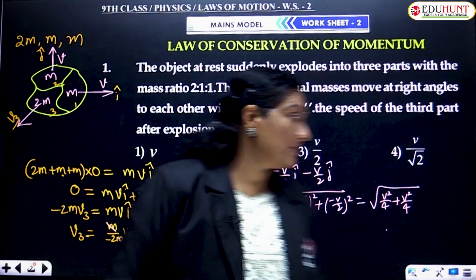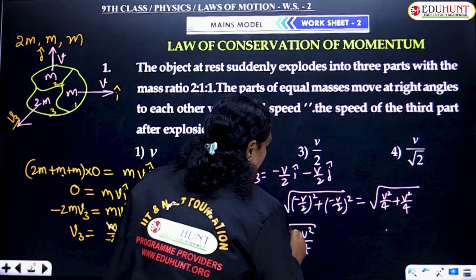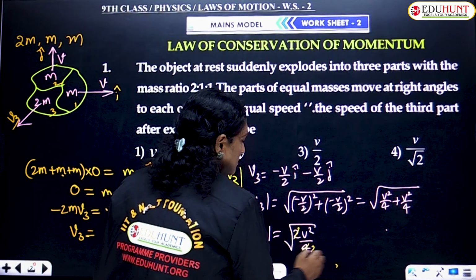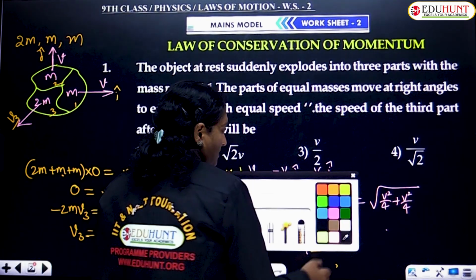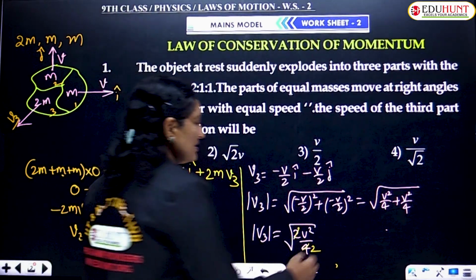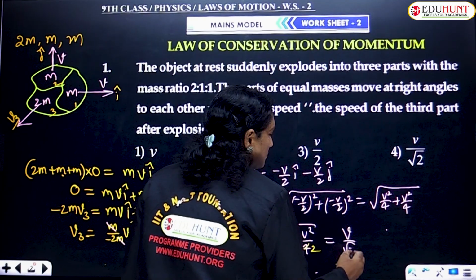Okay, so how much is that, children? 2V square by 4 under root. Solving, we get 2 goes 2 times. Okay, so root, what is left over? Root over V square by 2. What is root over V square, children? Root over V square is V and root over 2 is root 2.